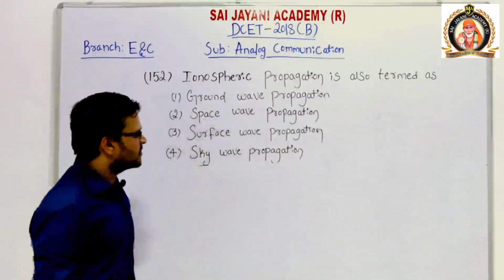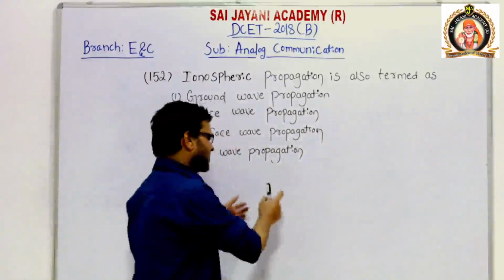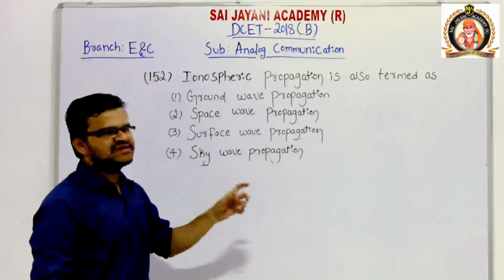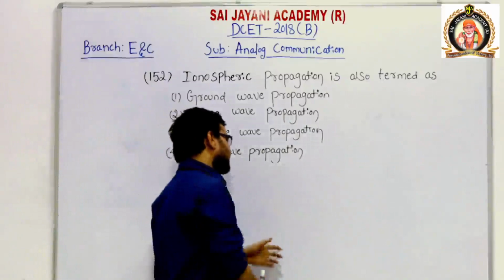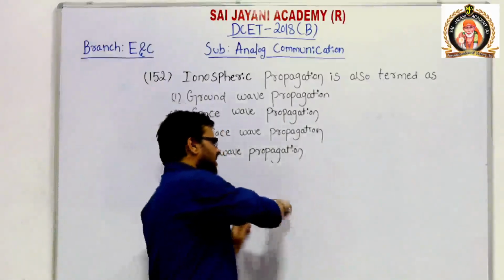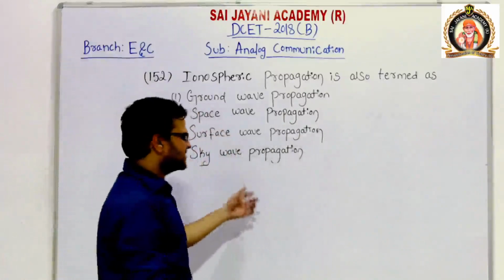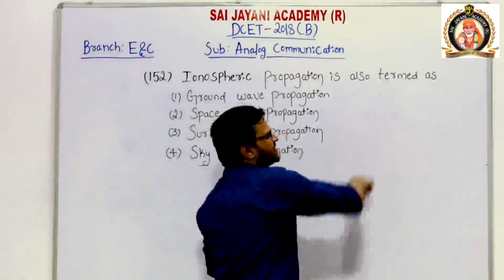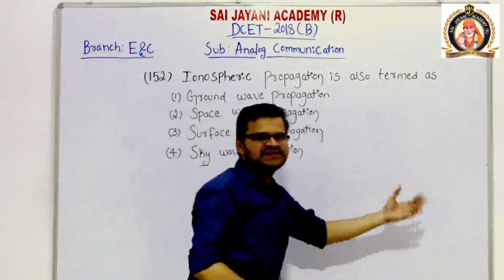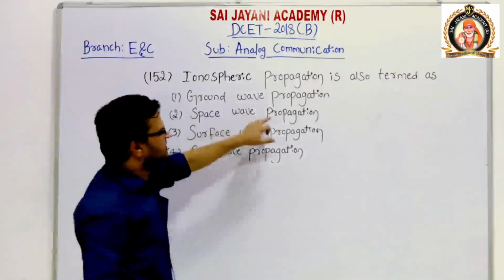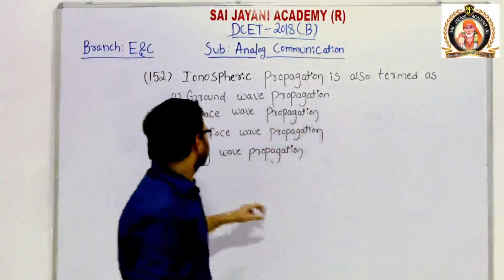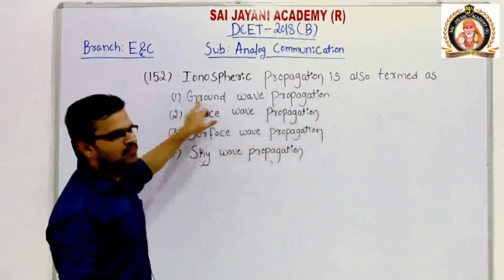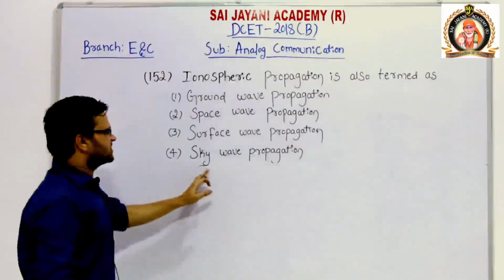In space wave propagation, here also we have a transmitting antenna and a receiving antenna. In addition to this, we have one more device called a satellite. We transmit the electromagnetic signals from the transmitting antenna. This electromagnetic signal reaches the satellite. From that satellite, the electromagnetic signal is reflected towards the receiving antenna. This space wave propagation is mainly used for high frequency signals. Coming to the third one, that is surface wave propagation. The surface wave propagation and the ground wave propagation both are the same. And the fourth one is sky wave propagation.